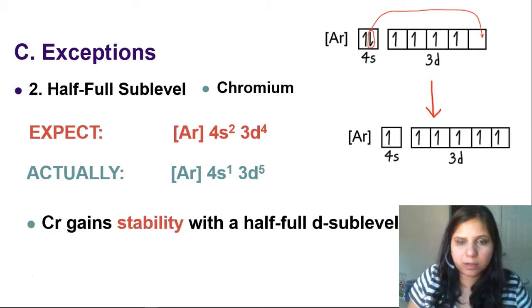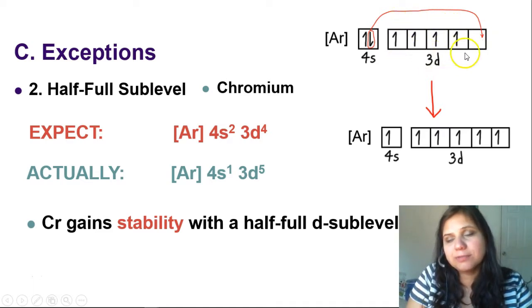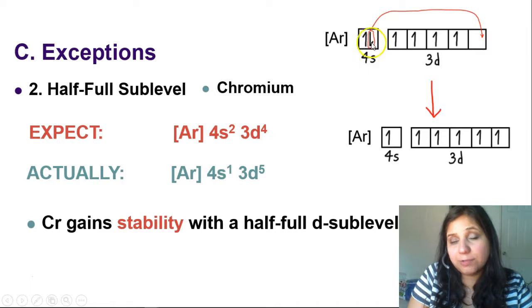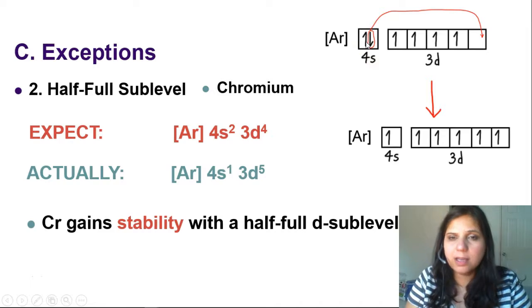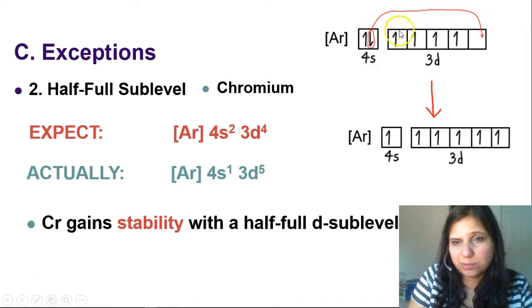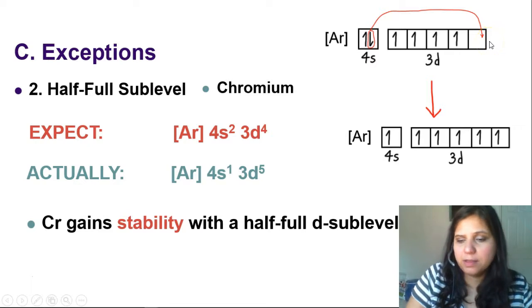Well, in chromium, it has an almost full, half full, D sublevel. And so in order to fill it, it takes an electron from the 4s. One reason it also does that is because in this one, these two are sharing this orbital and electrons repel each other. So it's less energy to put it over here where it's not repelling here. Also, it's stable because it's halfway full.